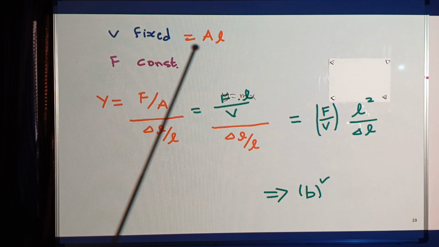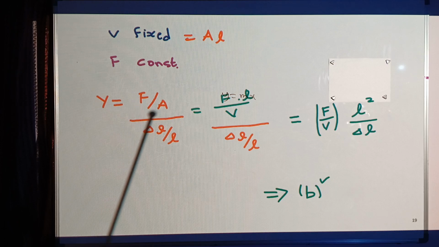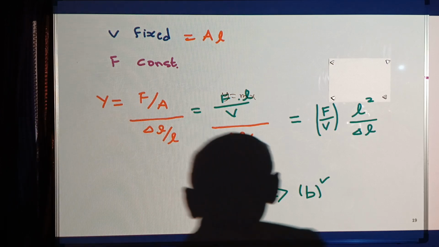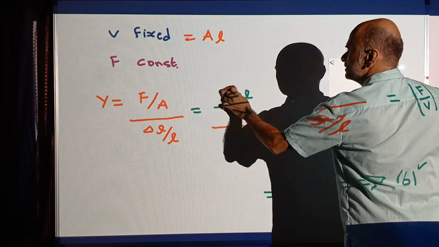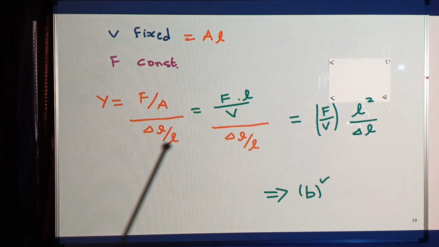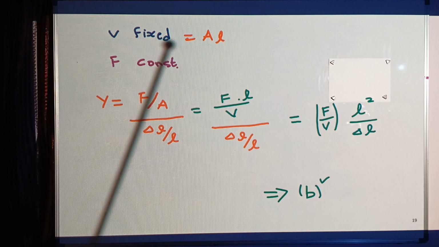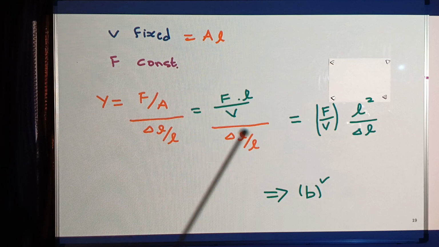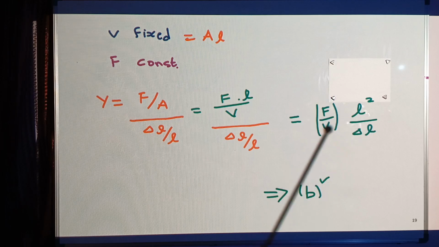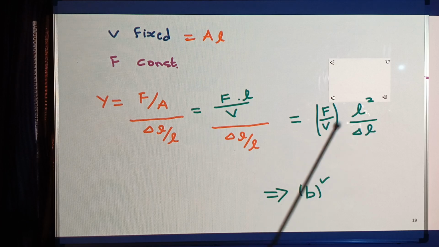Volume is fixed. It's given in the question, which is area into L. Force is also constant. Young's modulus is stress by strain. So F by A by delta L by L, and A can be written as, since V is fixed, I can reduce the number of variables. So A can be written as V by L. It will become like this. So simplifying, I'll get F by V. This one is a constant. So this is also a constant because material is fixed. So delta L versus L square will be a straight line.